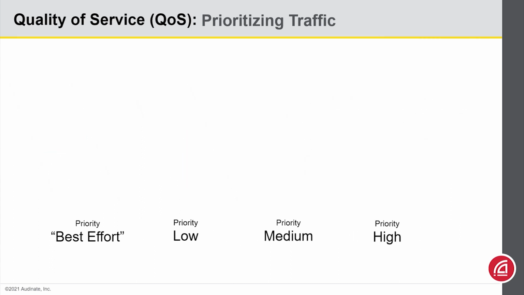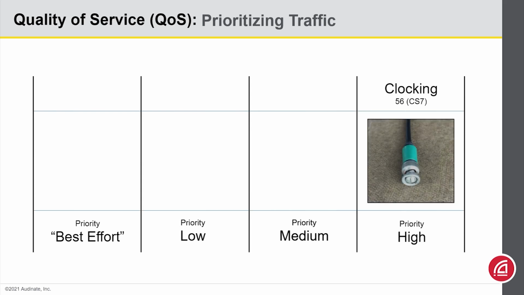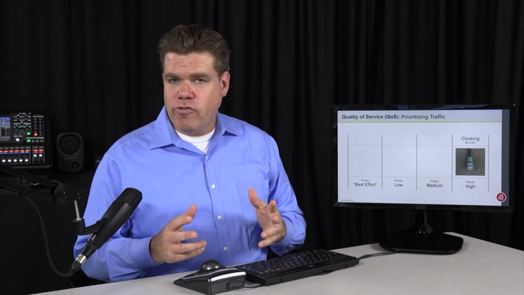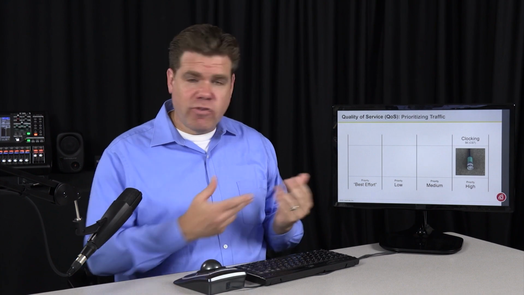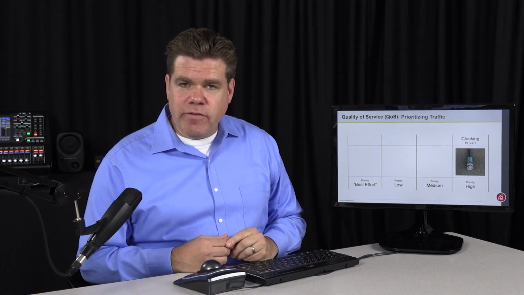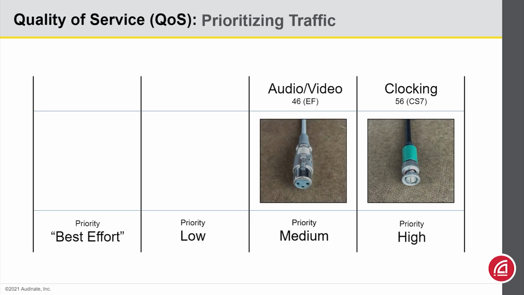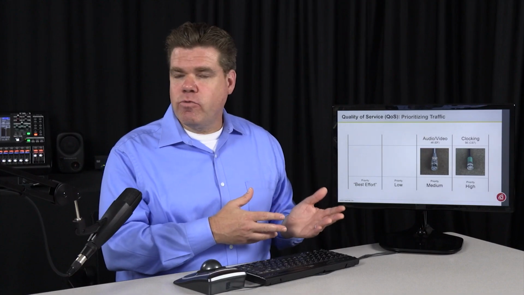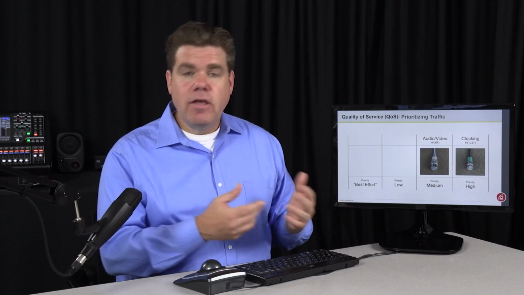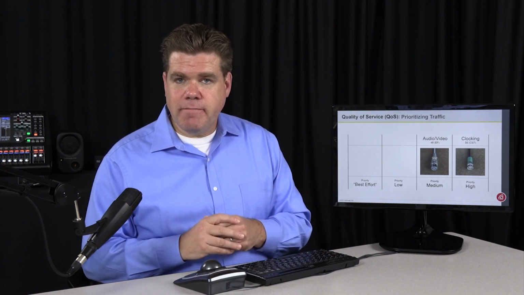Dante traffic will be tagged with 3 priorities. The highest priority is clocking data to make sure that we get stable, predictable delivery times for clock. Dante devices check their sync about 4 times per second, so this is a relatively low amount of data. Next comes the media packets, audio and video streams. The media packets will be the majority of our traffic, but as long as they arrive before their playout time, we're going to be fine.